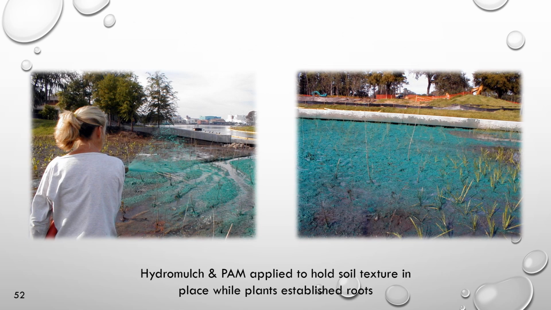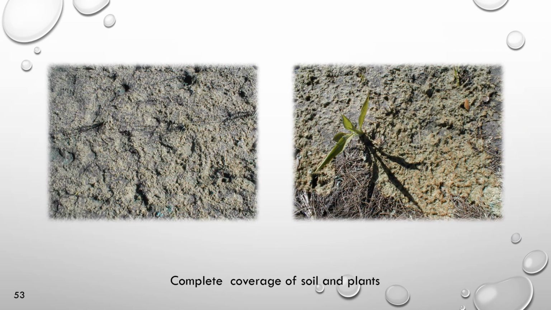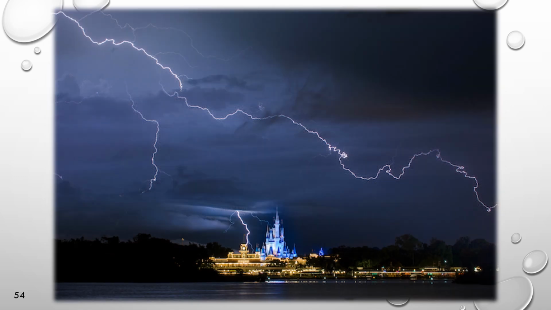So what we did is a hydromulch and PAM application to hold the soil in place and help the plants establish roots so that they could hold their own during the rainy season when we start seeing these bigger rain events. One of the cool things about this application is that we completely covered the soil and the plants. There was standing water when we applied this in many areas of this basin.